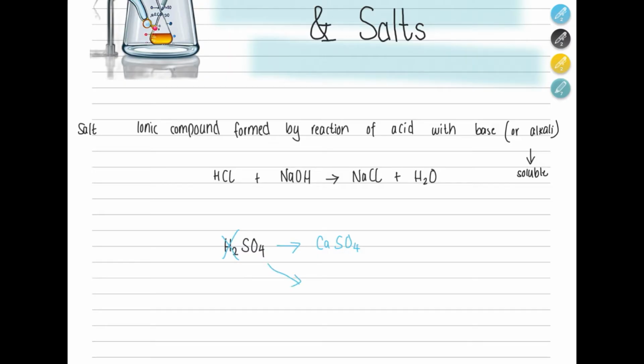What if you replace this hydrogen with ammonium? What do you get? Ammonium sulfate. So this is going to be NH4, SO4. Remember, sulfate has oxidation state of -2, and NH4 has a +1. So we'll put a bracket here and write 2. So this is also a salt. This is known as ammonium sulfate. This is calcium sulfate. So these are two ways to define a salt.